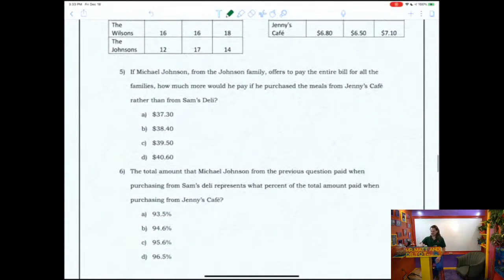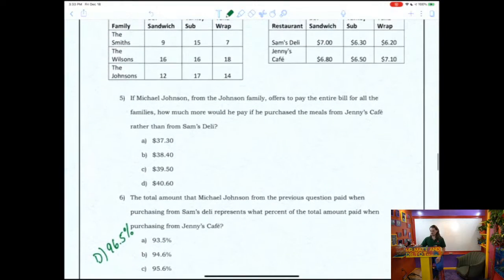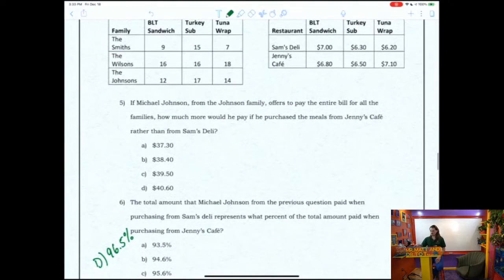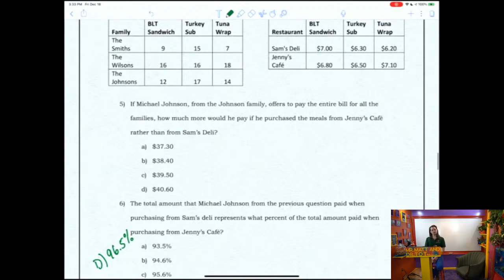And I'll list again, I have to list D over here. D is 96.5%, just so I can fit the information on the screen for you. Okay, so I'll give you 6 minutes, and about 2 minutes in, I'll start to solve.